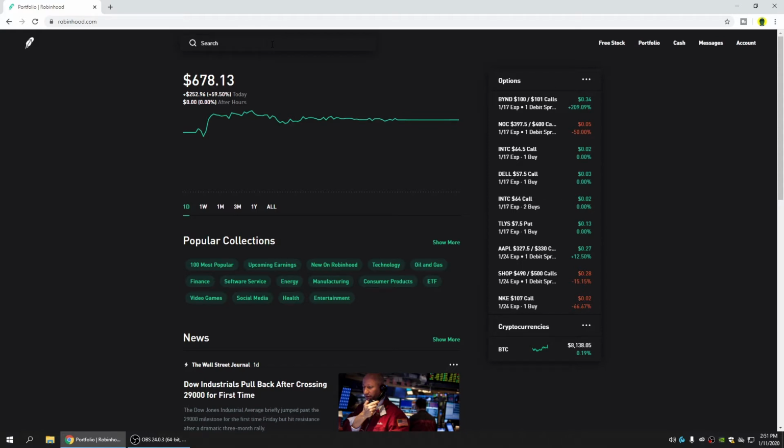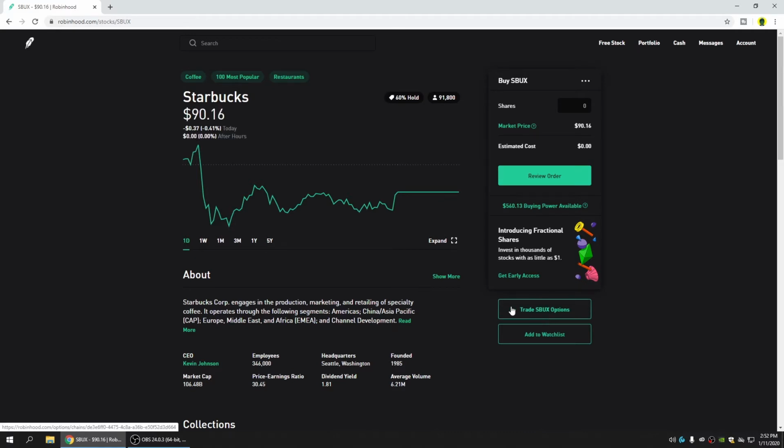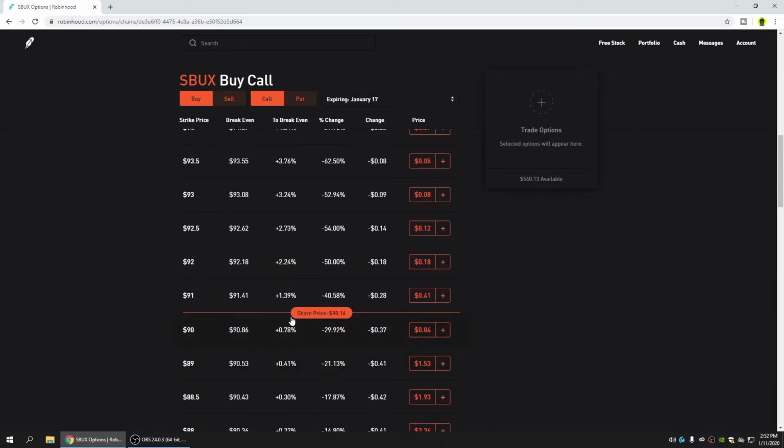Here on Robinhood, to trade an option, you just go up here in the search bar and search any option you want. Let's search up Starbucks. Everyone loves Starbucks. Now, Starbucks is trading at $90.16 right now. So let's go into the option chain, and boom.